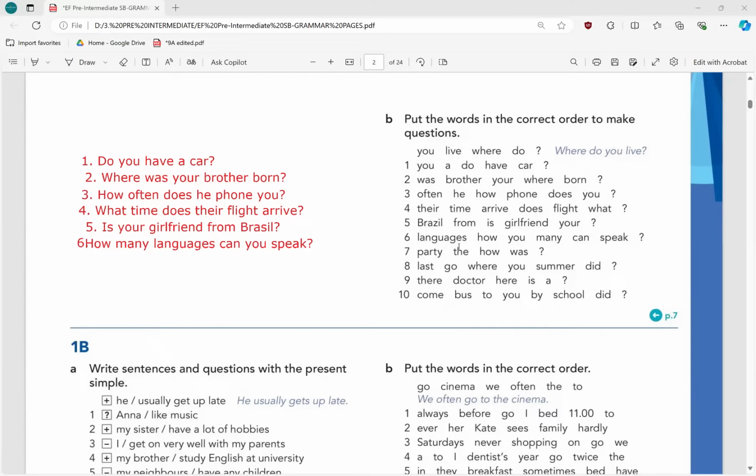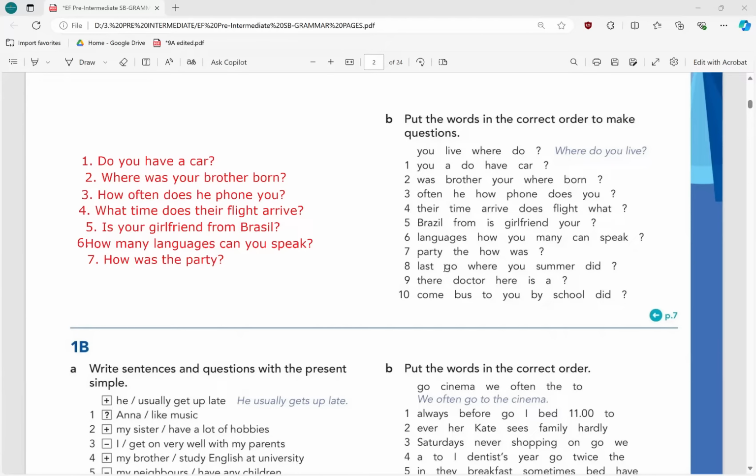Number 7. Party the how was. We got the question word, how. And then we use auxiliary. How was the party? So that's easy. Number 7. How was the party? How was the party?